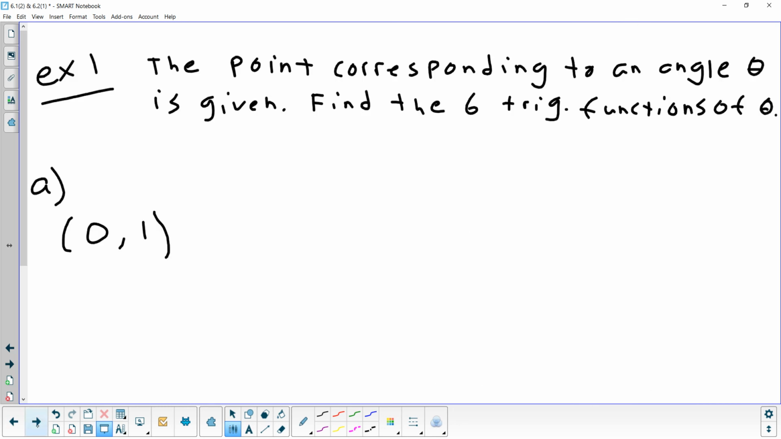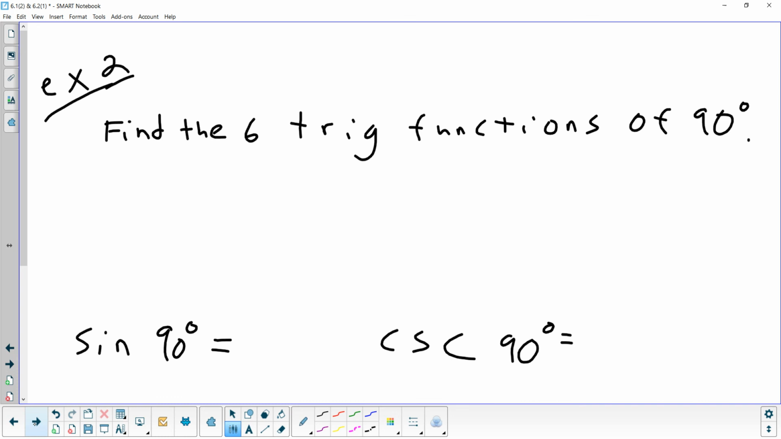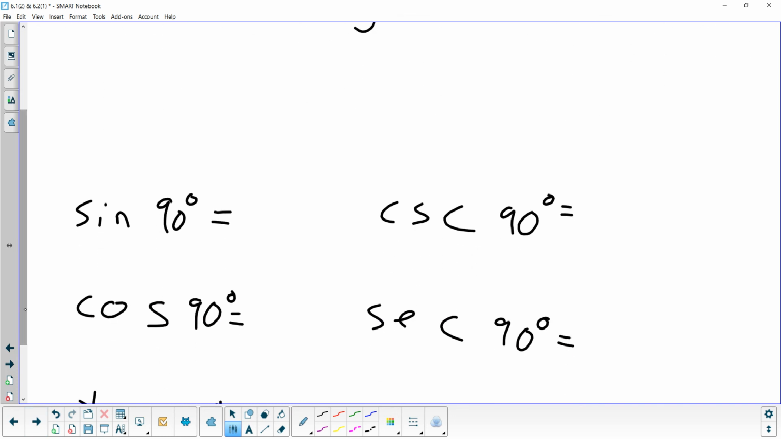Here's a problem where they give you the coordinate to start with. You don't have to find it. Here's a problem where they don't give you the coordinate. They give you the angle. So in that case, you need to find the coordinate first. Okay?